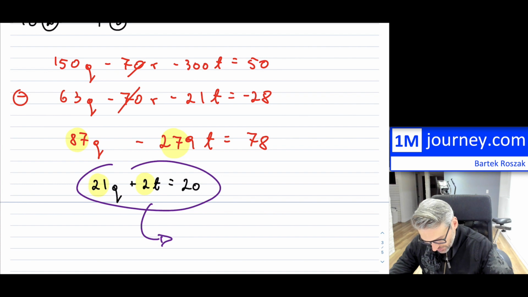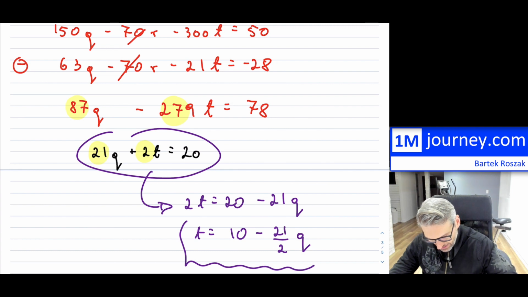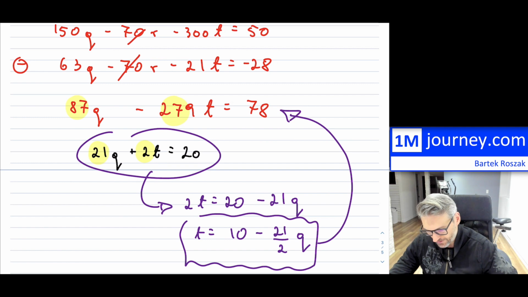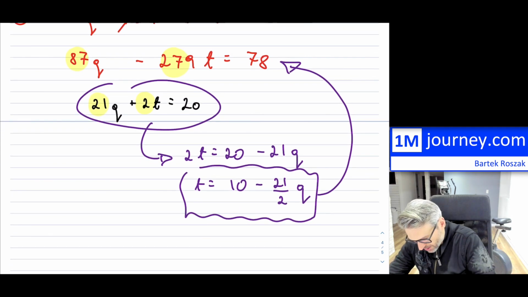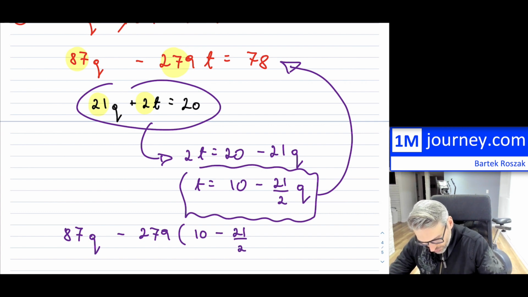So this is going to give me 2T equals 20 minus 21Q. Divided by 2 on both sides, it's going to be 10 minus 21 over 2 Q. So this is my T. I isolated it, and now I have to substitute back into here to get my result. Now, it's still going to be very ugly. So minus 279 times 10 minus 21 over 2 Q, so I'm substituting, equals 78.